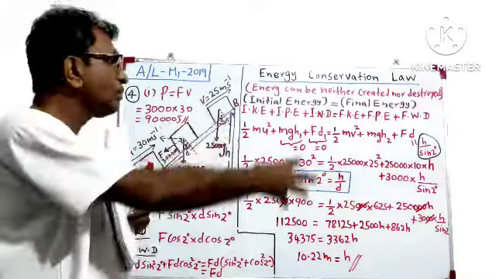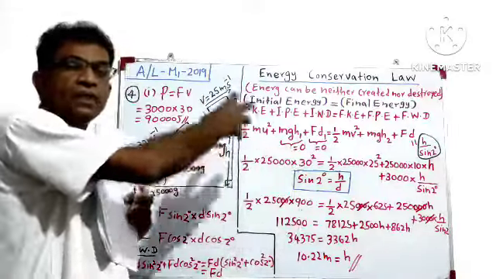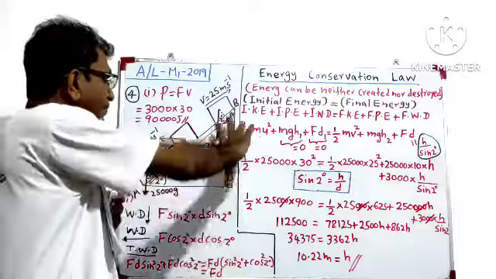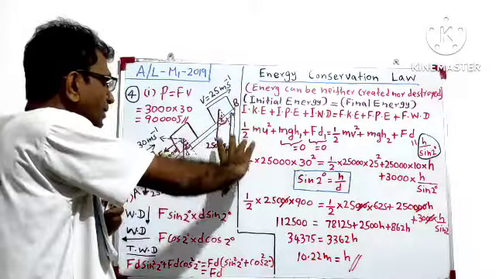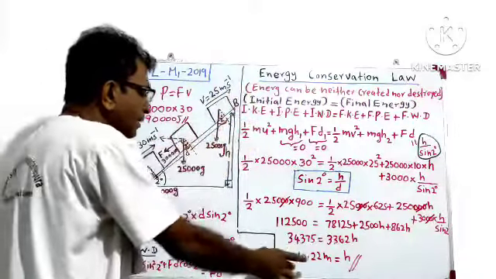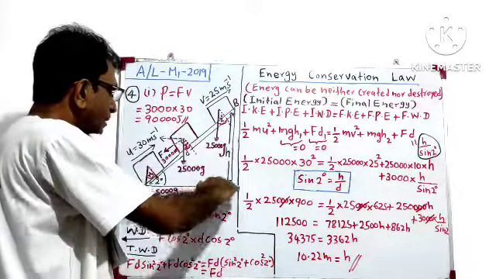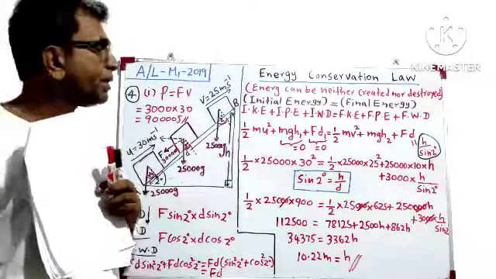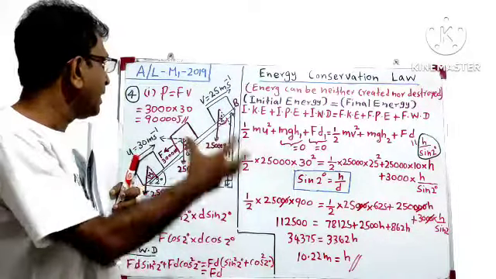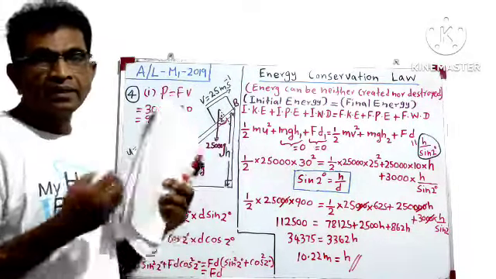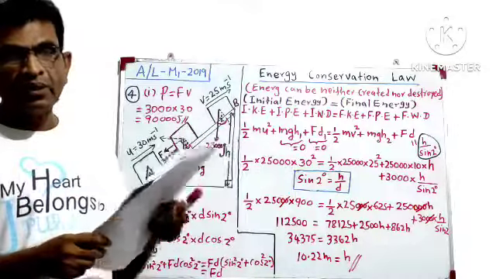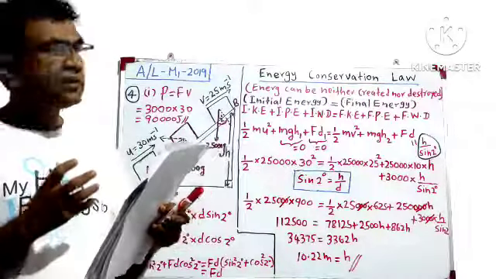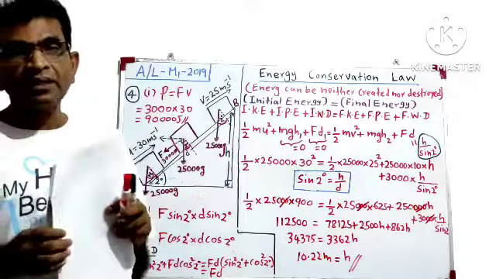This is the way to work out this problem. So the height of this hill from the ground is 10.22 meters. That is the answer. Actually, this type of problem can be solved very easily by using the energy conservation law.